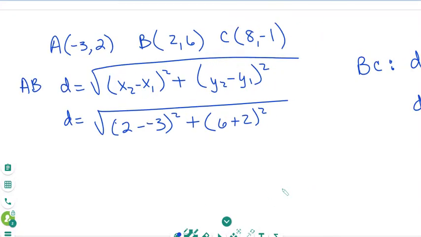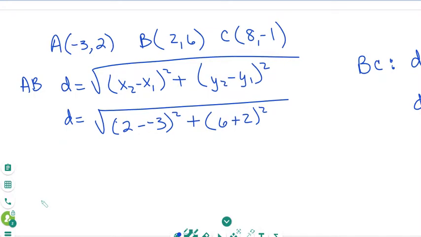Now we're given 3 points, and we need to decide what kind of a triangle it's going to make. So sketching out my 3 points, I have A, B, C, and then AC. So what we're going to do is find the distance between A and B. We're going to use the distance formula: square root of (x2 minus x1) squared plus (y2 minus y1) squared. We're going to use these two ordered pairs.